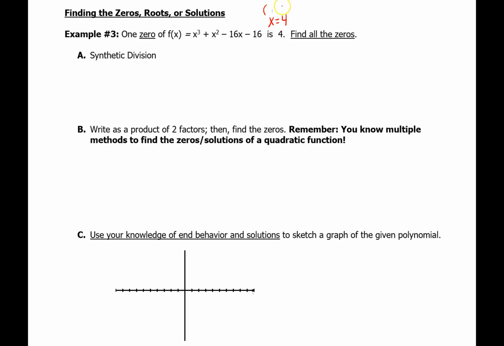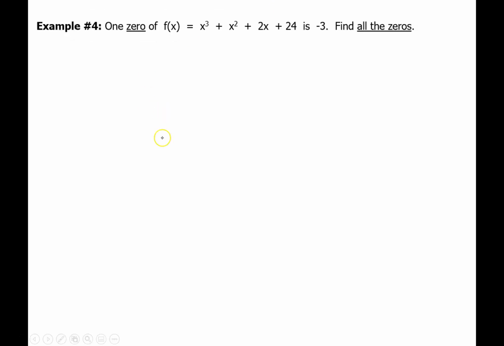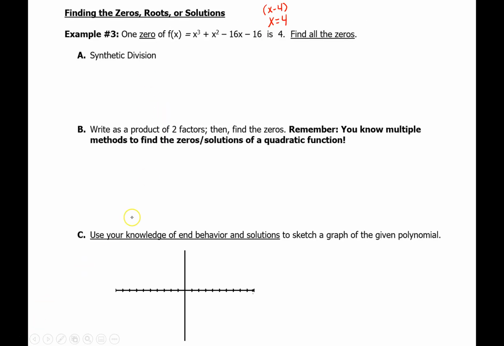It also means that we know that one of the factors is x minus 4. So then we can now, instead of using synthetic just to factor, take it one step further and use the zero product property to find all of the solutions. So let's find all of the zeros.